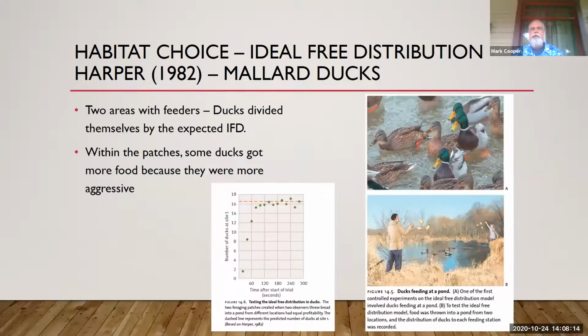All right, just to give you a little more on this, a later study was done on ducks instead of fish. They would have people throwing bread into the water, and again, depending on the amount of bread that was thrown, the ducks would ideally free distribute themselves. But Harper took this a little bit farther, and what he realized is some of the birds would be pretty aggressive within those patches, and so some ducks would get more food than others. They do distribute themselves this way, but it does not necessarily guarantee that every duck in each patch is getting equal amounts of food.